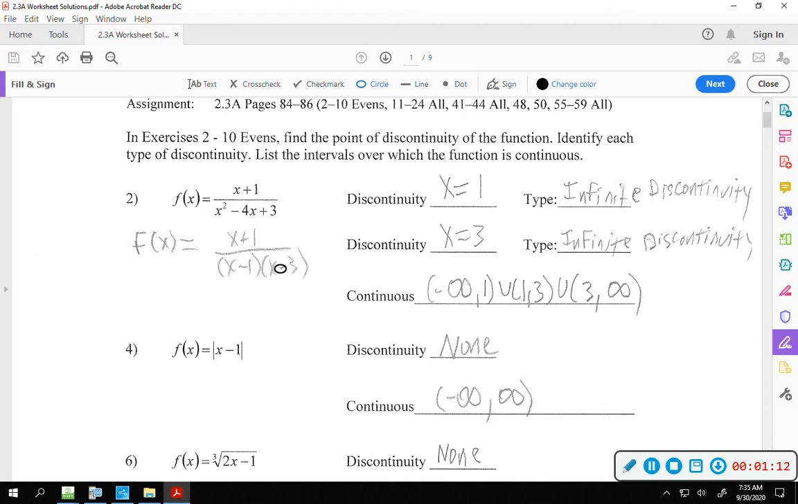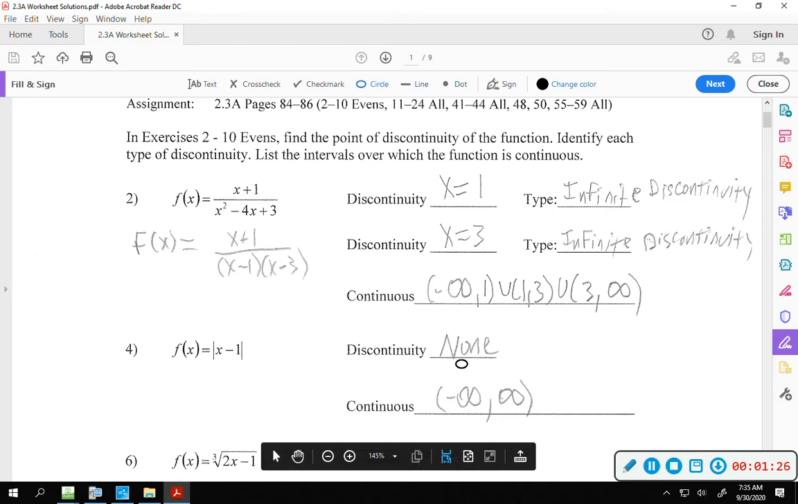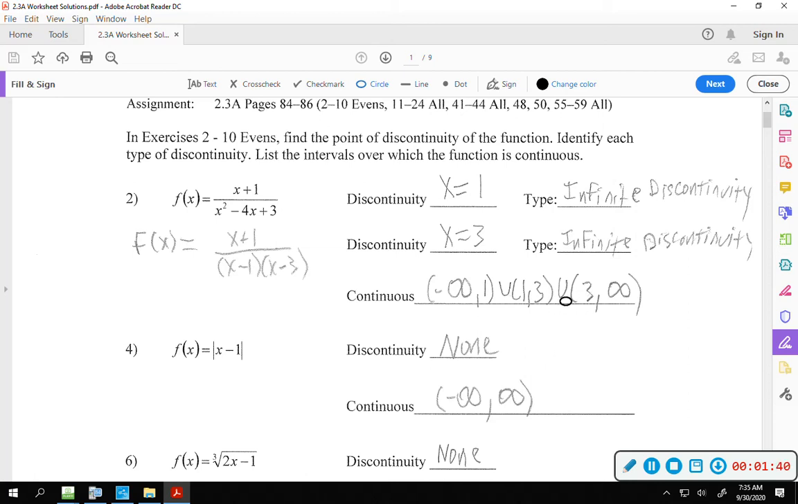Neither of these factors cancel with a factor in the numerator. Therefore, they are not removable discontinuities. They are infinite discontinuities because they are asymptotes. This rational function is continuous from negative infinity to 1, in union with 1 to 3, in union with 3 to infinity. By not bracketing the 1, we are eliminating 1 from the interval of continuity. By not bracketing the 3, we are eliminating the 3 from the interval of continuity.